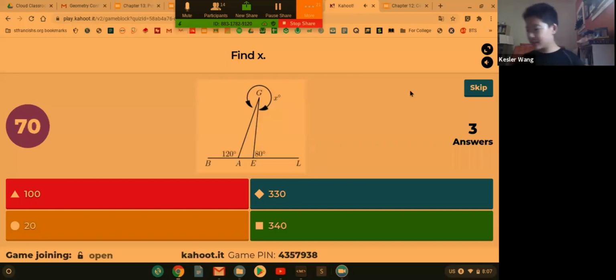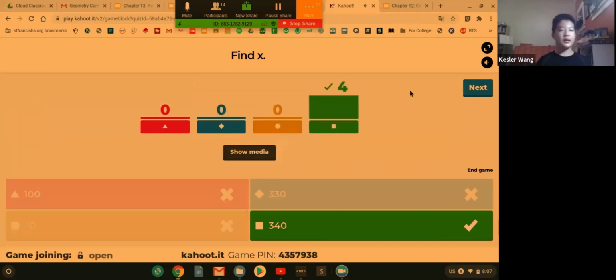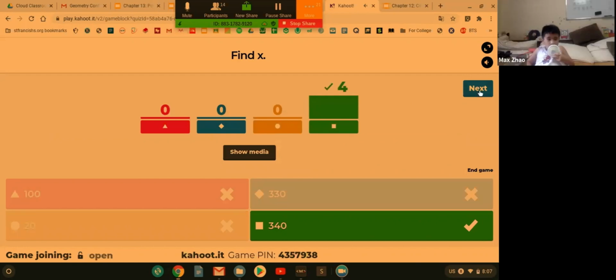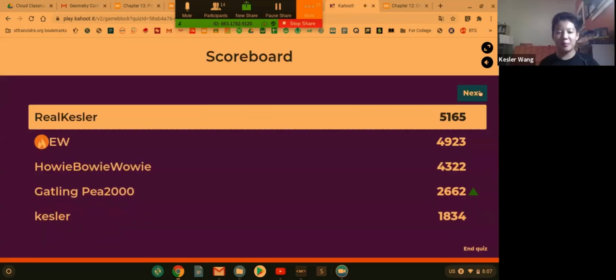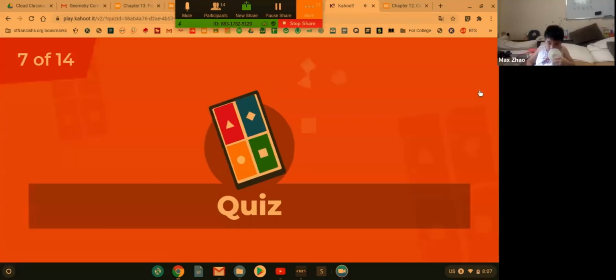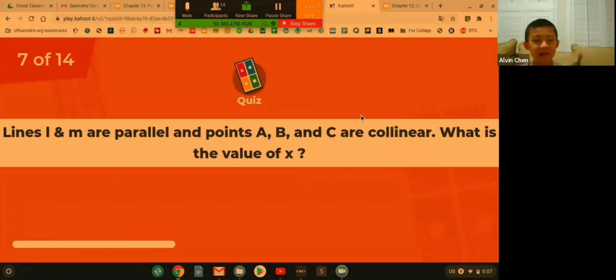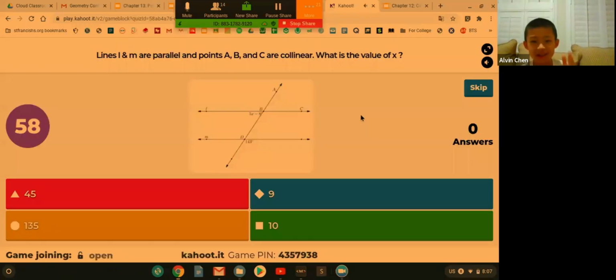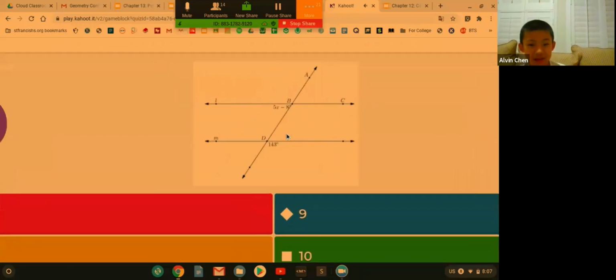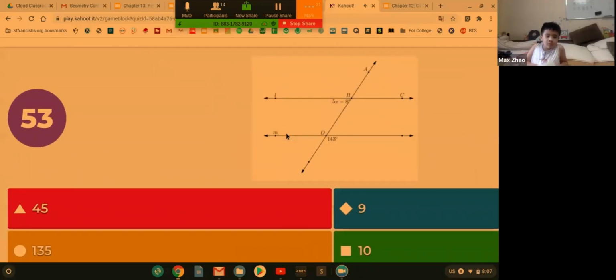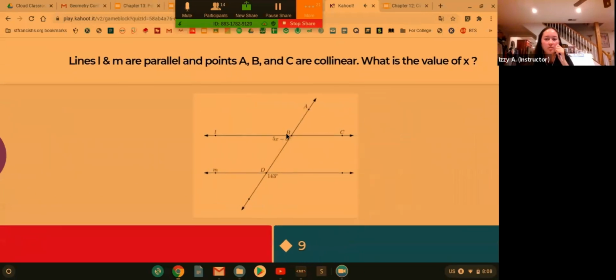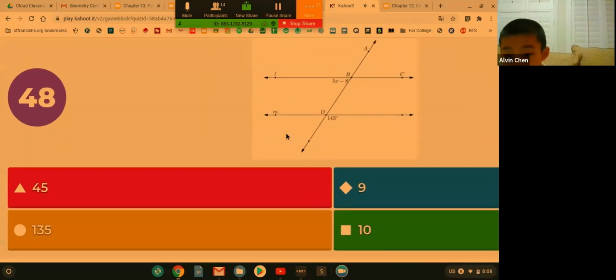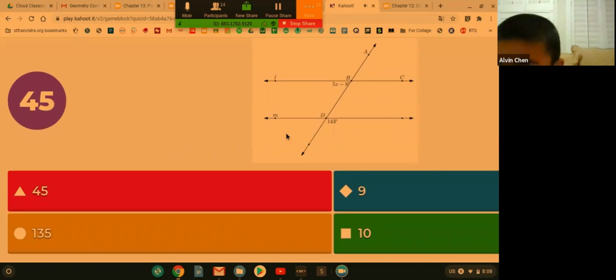140. The real Kessler is in 4th place. I know the real Kessler in first place because the real Kessler is never in first place. So the first place real Kessler is fake. There. Do you need to read it? No, he just wants me to find X, so there's nothing to say really.